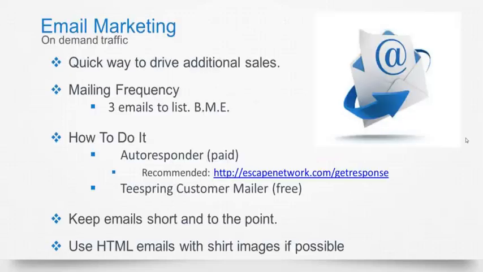So email marketing. Email marketing is, as you all know, we're all familiar with building lists and stuff like that, right? Email marketing is on-demand traffic. It is the quickest way to drive additional sales. Now, when it comes to Teespring and email marketing, there's a specific mailing frequency that works. It works out really well, it's very easy to do, and it doesn't annoy anybody. It's called the BME. It's 3 emails over the life of the campaign to your list for a 7-day campaign.